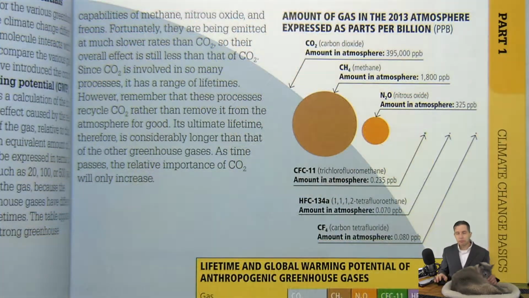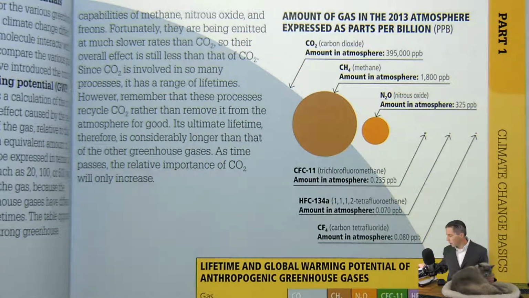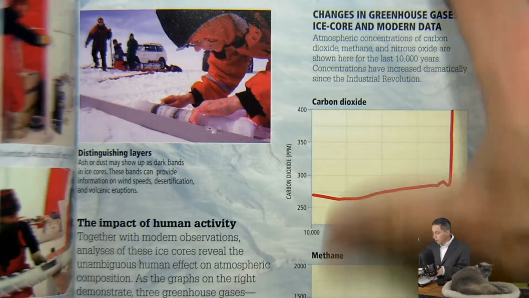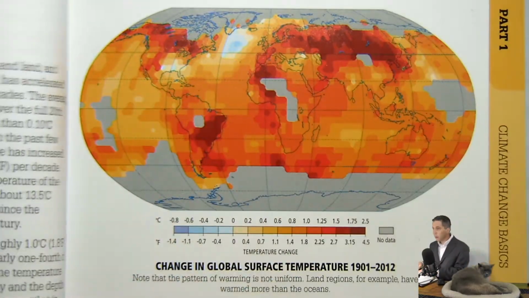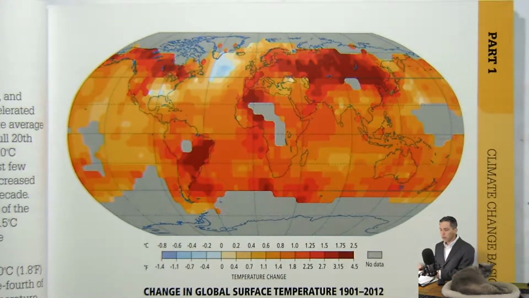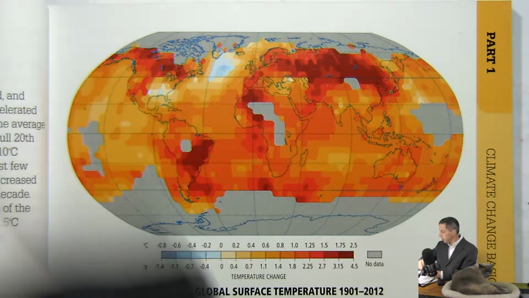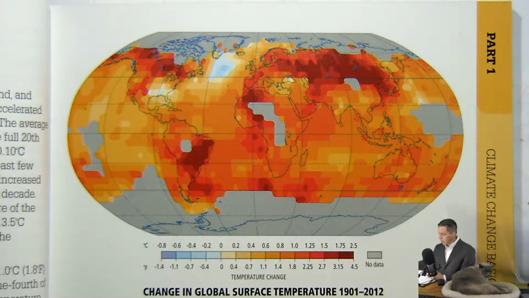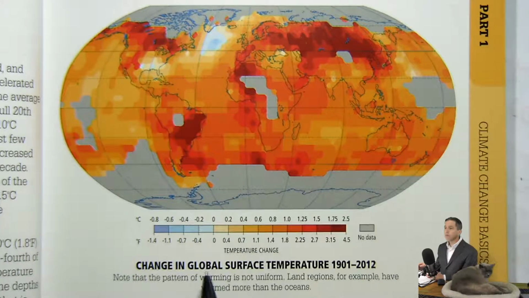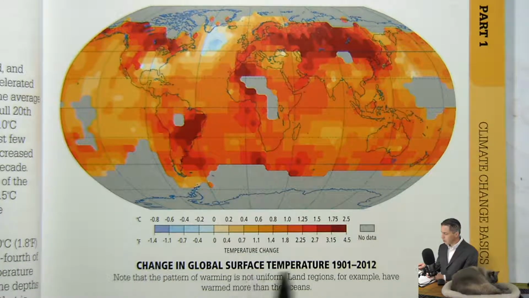Okay. Another type of graph that you saw was looking at the warming in your book. So this is on page 35, and it says change in global surface temperature 1901 to 2012. And then it says under that, notice that the pattern of warming is not uniform. Land regions, for example, have warmed more than the oceans.